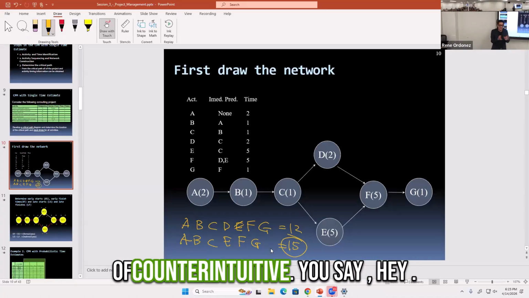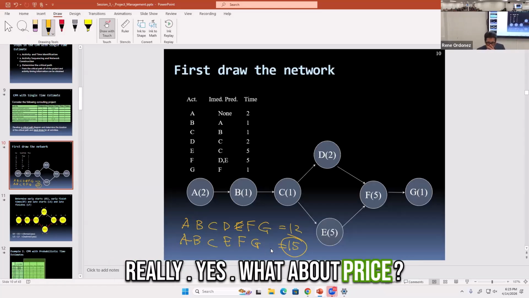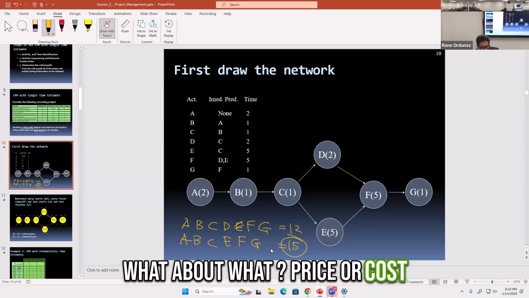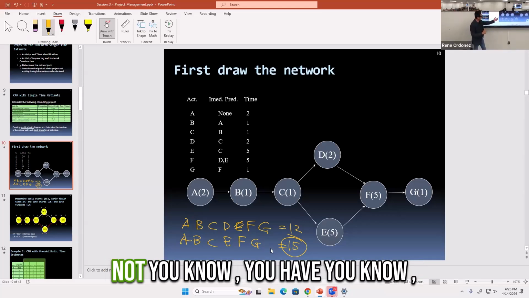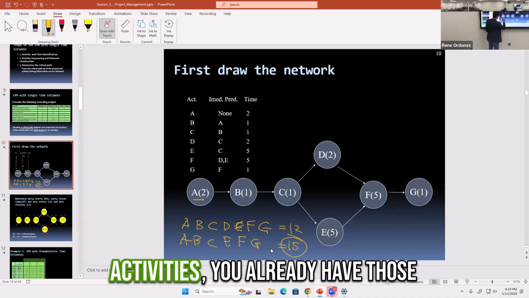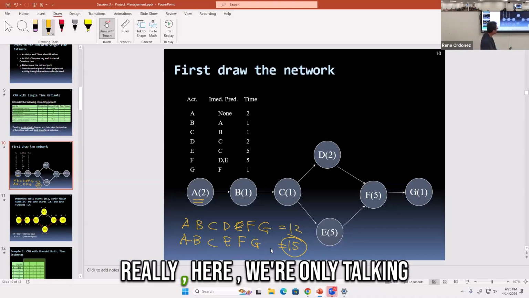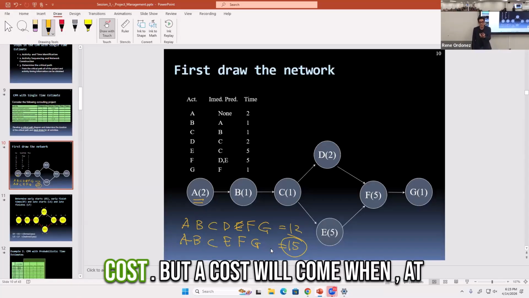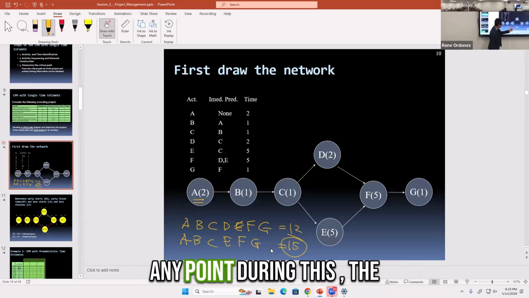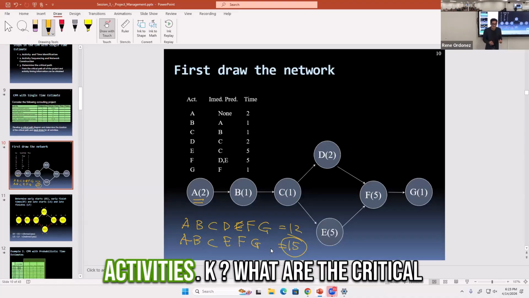It's kind of counterintuitive. You say, hey, the critical path is 12. Not really. Yes. What about price? What about price or cost for the critical path? Well, no, when you have these activities, you already have the resources priced out. So really, here we're only talking about time, not necessarily cost. The cost will come at any point during the completion of the critical activities.